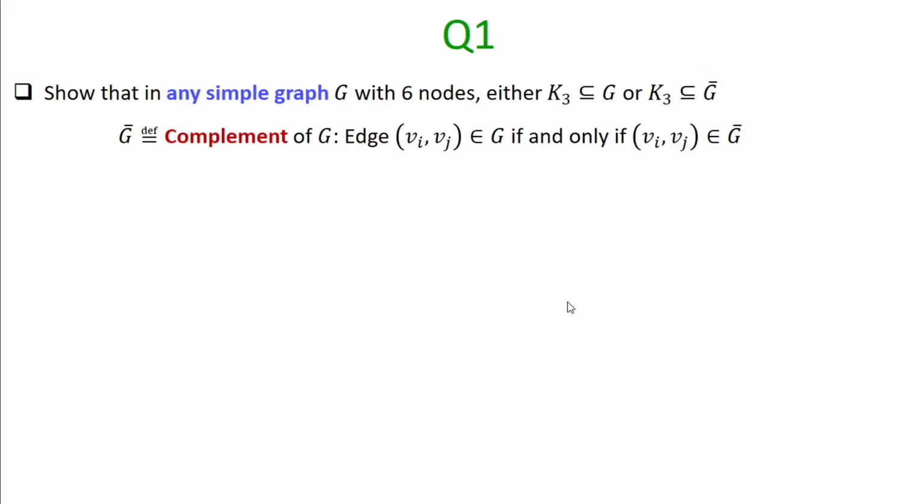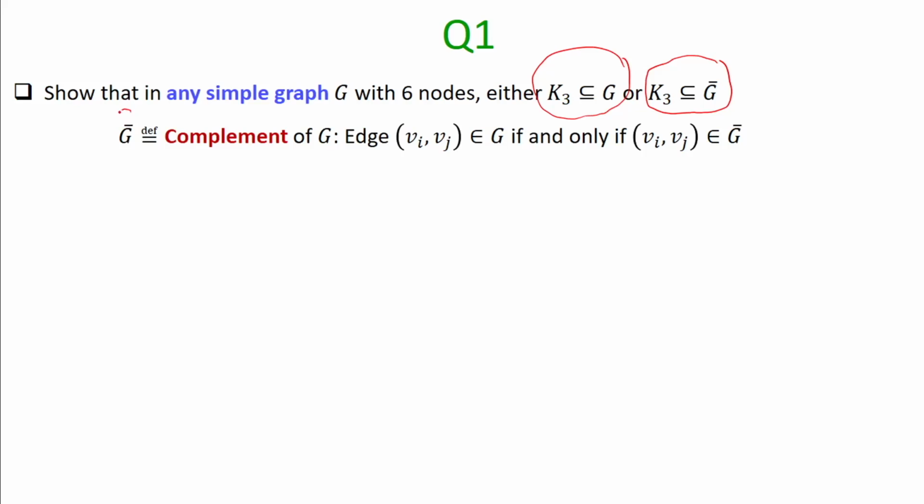So we start with question number 1, where we want to prove that if you take any simple graph G with 6 nodes, then either the complete graph K3 will be a subgraph of the graph G, or the complete graph K3 will be a subgraph of the complement graph G complement.